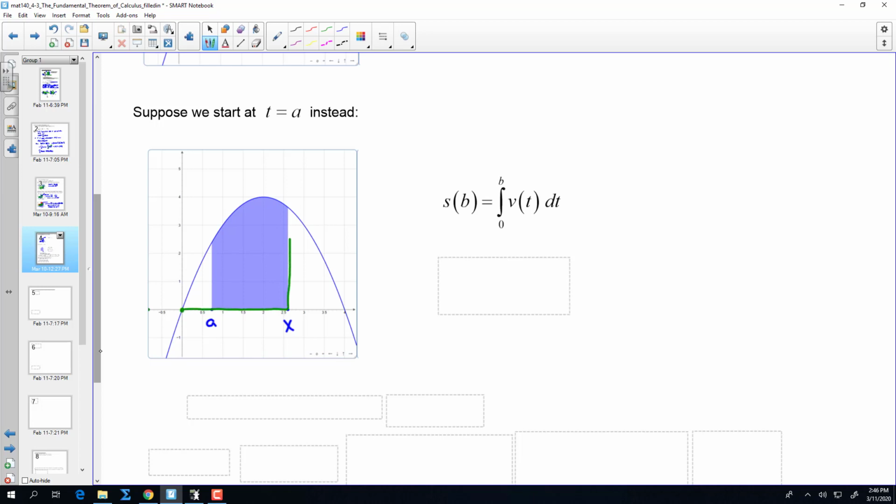So this total area right here is defined by s of b. So in green, I have the accumulated area under this curve from 0 up to b. A is going to be in red. It's the accumulated area from 0 up to a. So from 0 up to A. That's that region right there.